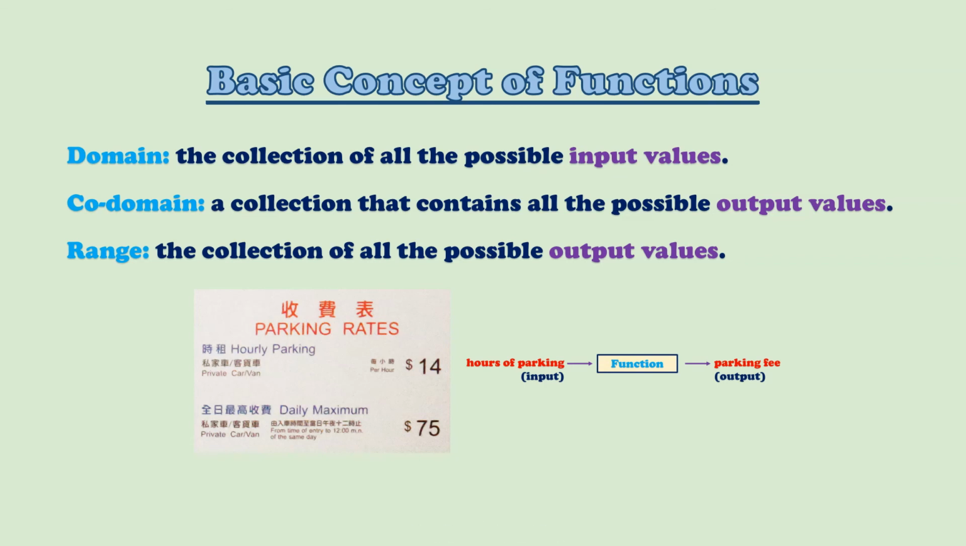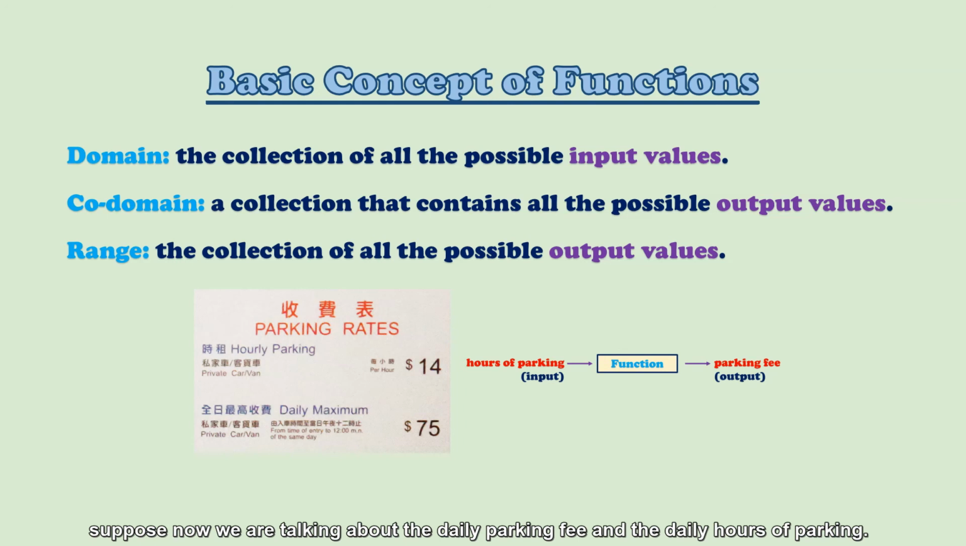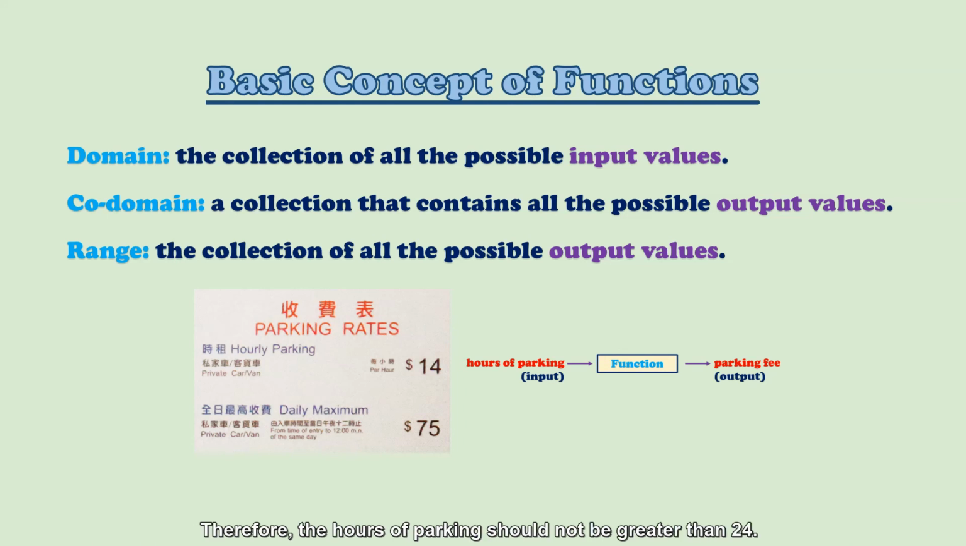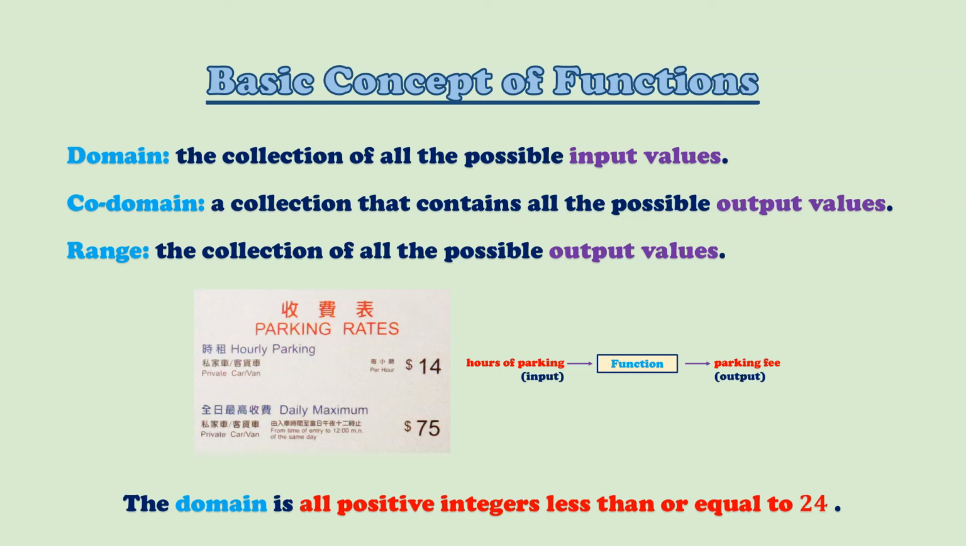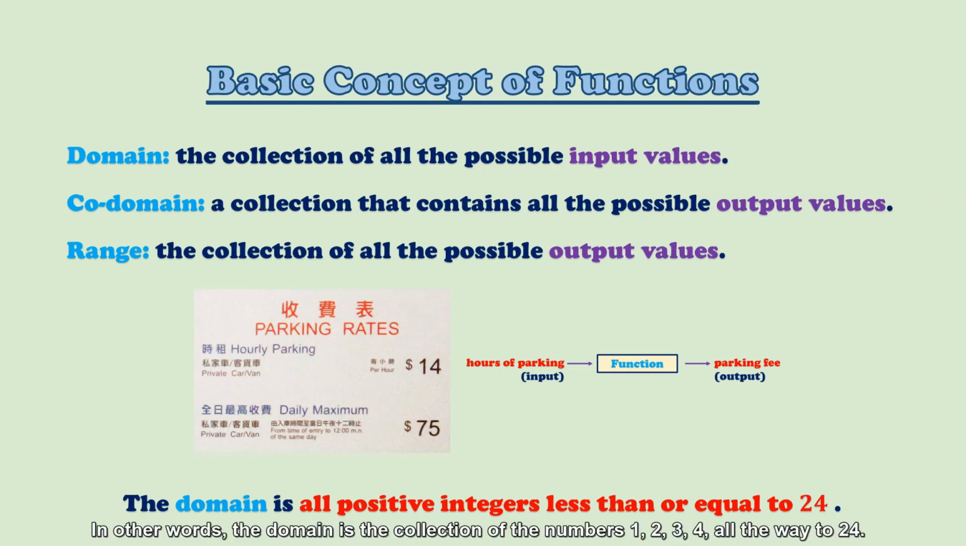On the other hand, suppose now we are talking about the daily parking fee and the daily hours of parking. Therefore, the hours of parking should not be greater than 24. That means in this case, the input values can only be 1, 2, 3, 4, all the way to 24. As a result, we should conclude that the domain of this function is all positive integers less than or equal to 24. In other words, the domain is the collection of the numbers 1, 2, 3, 4 all the way to 24.